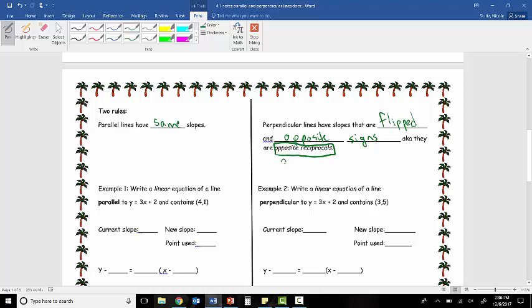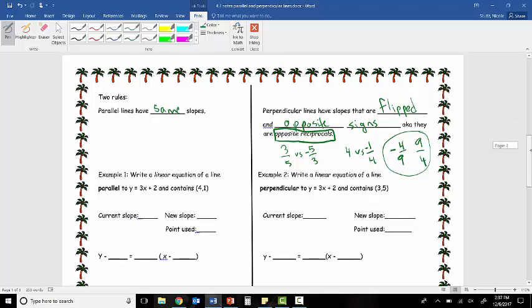So that could be 3/5 turning into -5/3. I could have 4, which will reverse to -1 over 4. I could have -4/9, and that will reverse to +9/4. So if these were slopes of two lines, they would be perpendicular because of what they're doing.